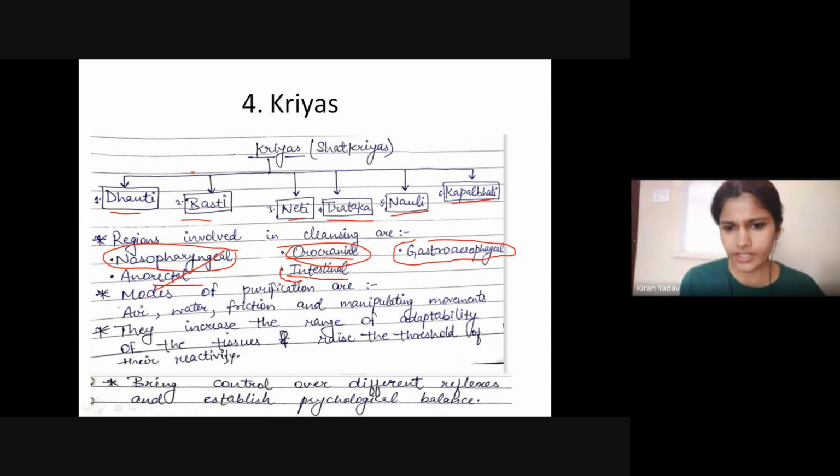And modes of purification. What are modes of purification? Air, water, friction, and manipulating movements. They increase the range of adaptability of the tissue and raise the threshold of their reactivity. For example, when we do Jal Neti for the first time, it is a little difficult and uncomfortable for us. But when we do it more and more, our tissues start to adapt, and the threshold capacity of our tissues increases, which makes it easier later when we repeat it. Bring control over different reflexes and establish psychological balance. These are Shat Kriyas.